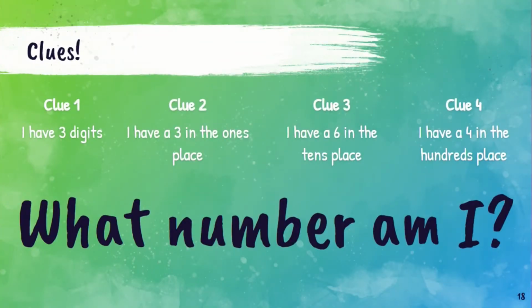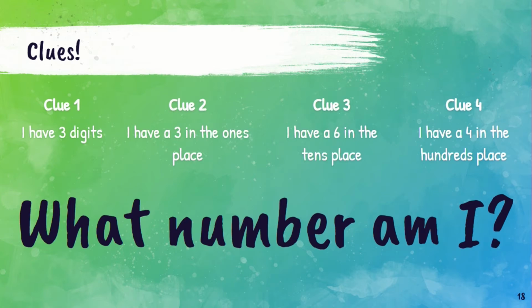The first number, clue 1, I have 3 digits. I have a 3 in the ones place. I have a 6 in the tens place, and I have a 4 in the hundreds place. What number am I? You might want to draw your place value house to help you out with this one.